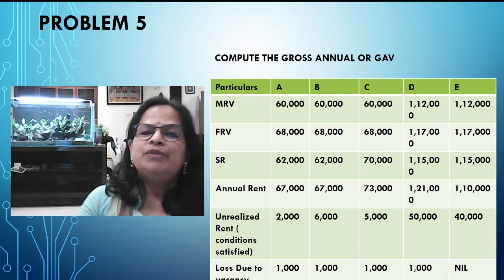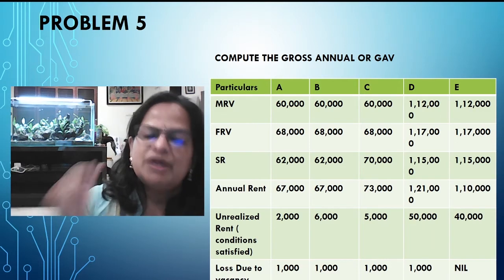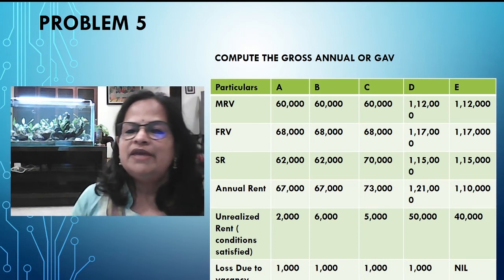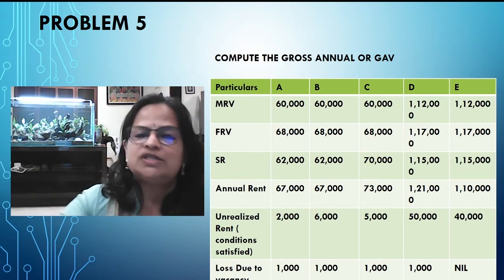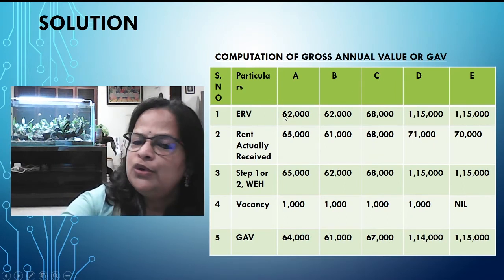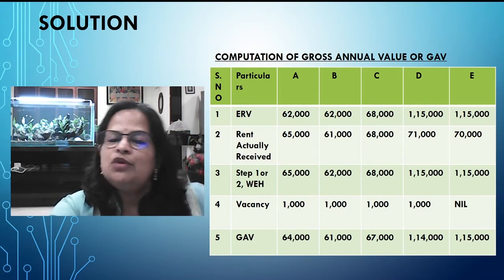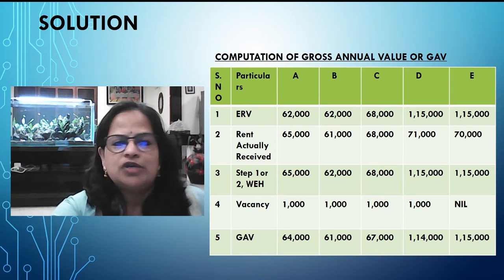Now compute the gross annual value, or GAV. One more problem I have given, but the only thing that changes here is that vacancy allowance is there. Vacancy allowance we have to adjust. So this is the new adjustment in this problem. What we are going to do is calculate the expected rental value. Now you have learned how to do that: municipal rental value, fair rental value, standard rent and real rent. You know how to calculate that.